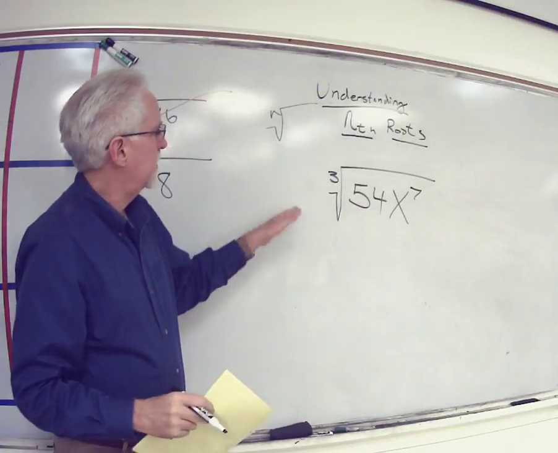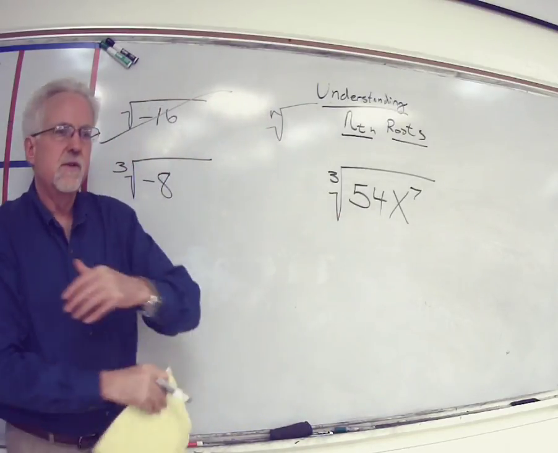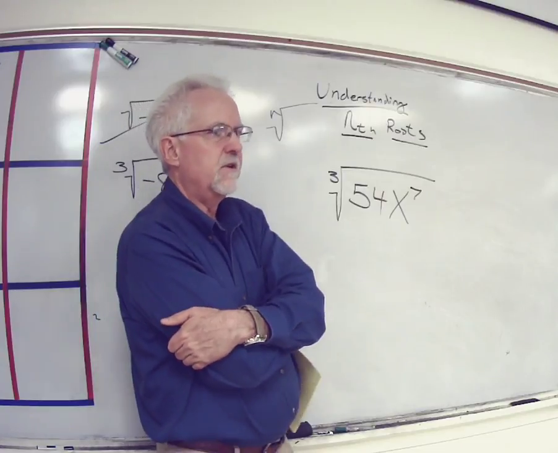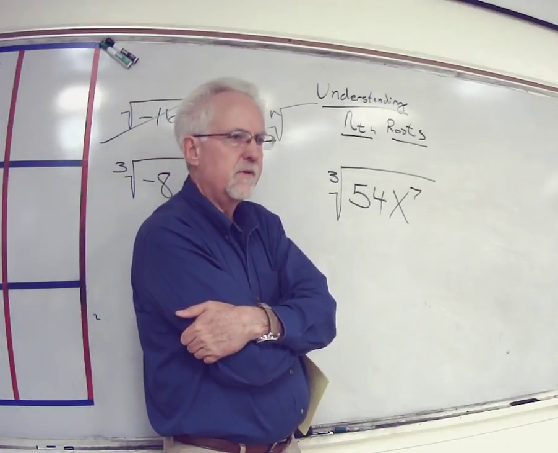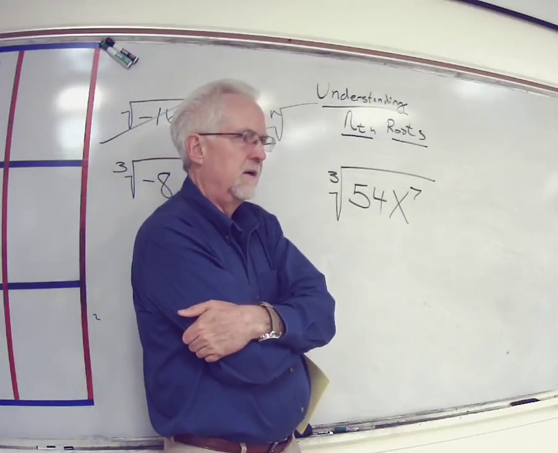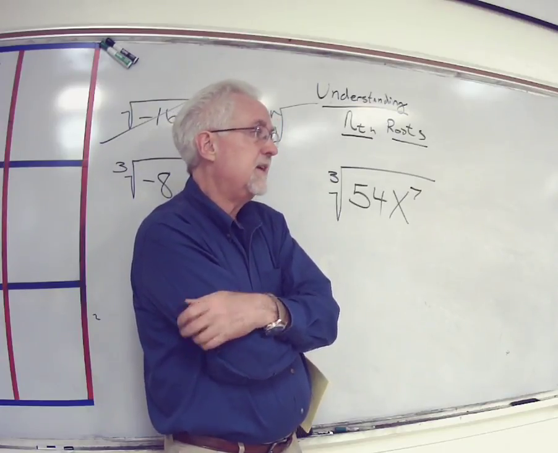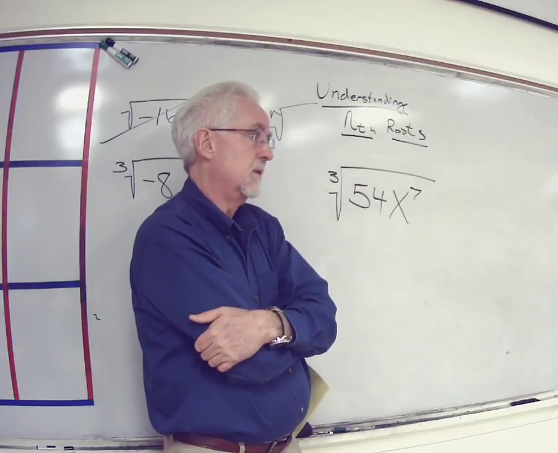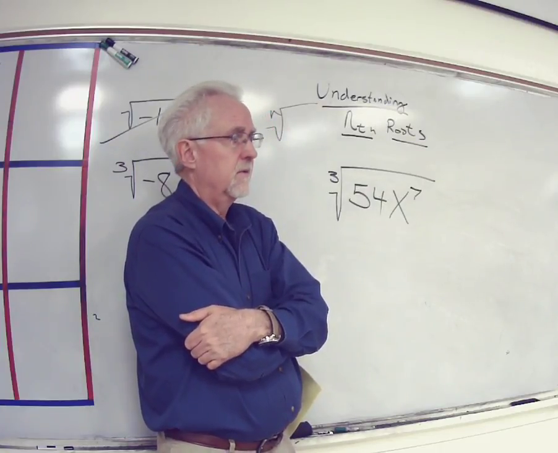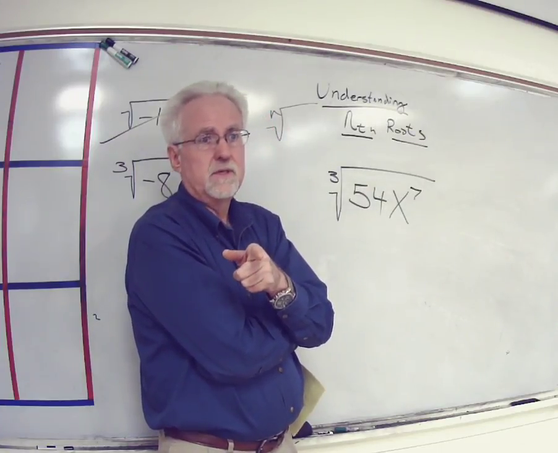Okay, the cube root of 54x to the 7th. Someone just talk out loud. You don't have to tell me an answer, but just make an observation. It's the cube root now. So am I going to be taking out perfect squares? What am I going to have to take out? Perfect cubes. Do you see that?